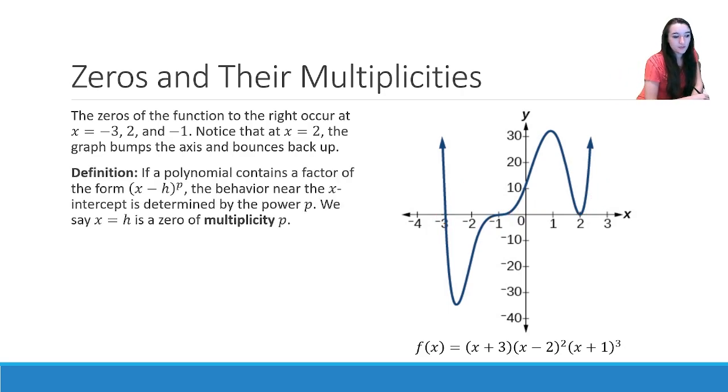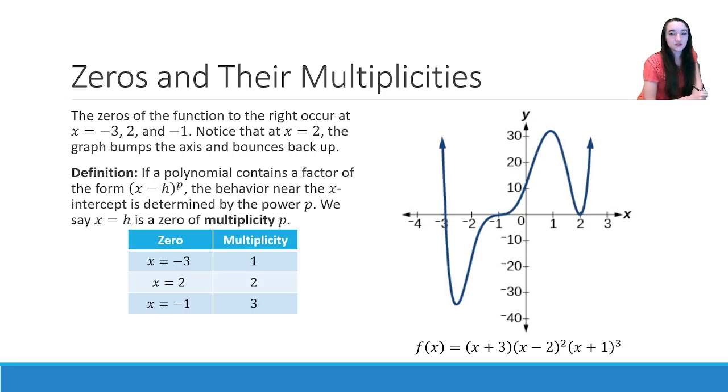Well, if a polynomial contains a factor of the form x minus h to the power p, the behavior near the x-intercept is determined by that power. We say x equals h is a zero of multiplicity p. So we have these three zeros. They have three different multiplicities.